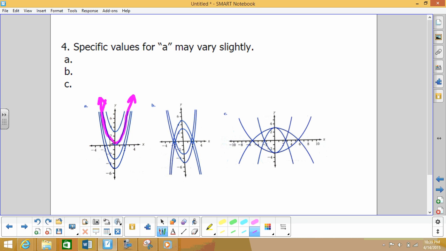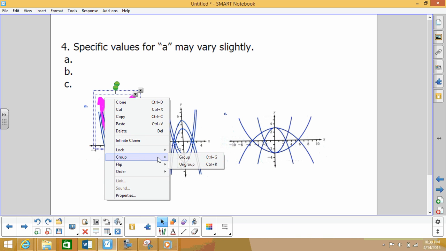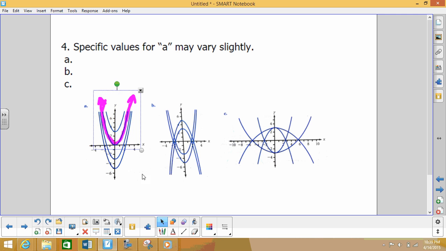Struggling. The struggle is real. Okay. Hashtag parabola problems. So this is the sketch of the original. Let me just group these guys together because I'm going to move them here in a minute.